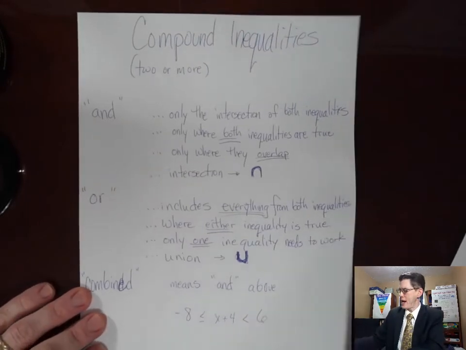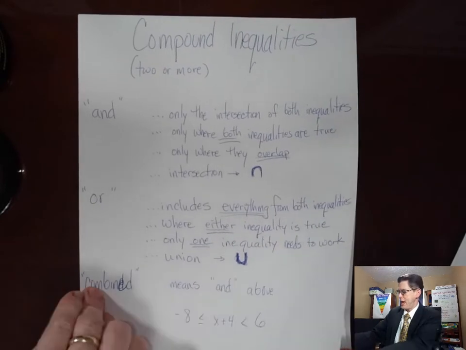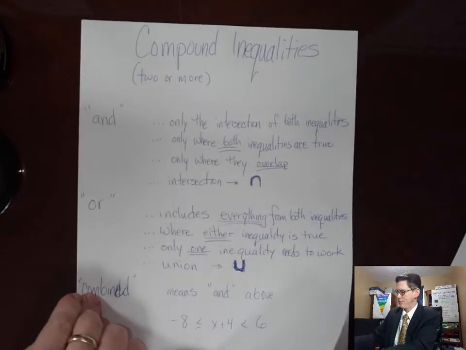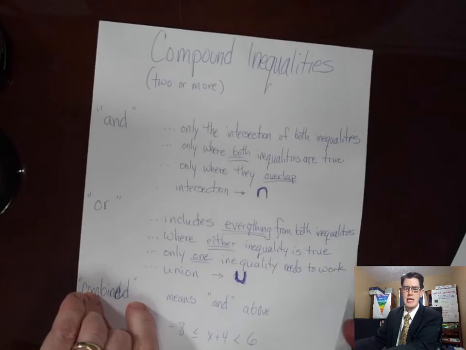Okay, we'll go ahead and work through a couple problems using this and, or, and combined. I'm going to work through numbers 1, 3, 4, and 7.